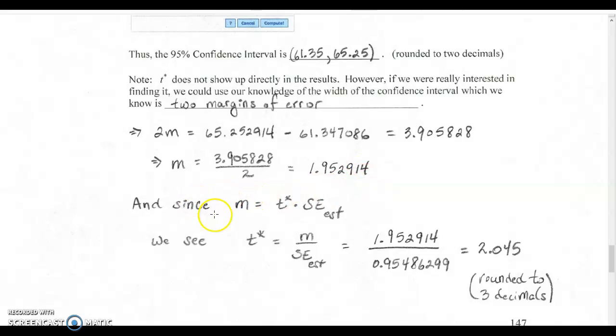Now the margin of error is T-star times the standard error estimate. So if I divide both sides of this simple equation by the standard error estimate, then T-star is the margin of error divided by the standard error estimate. So there's our margin of error divided by the standard error estimate, and I can see what T-star is. Now again, that's not something I would ever have you know off the top of your head, but if you ever needed to find T-star, this is how you could do it.